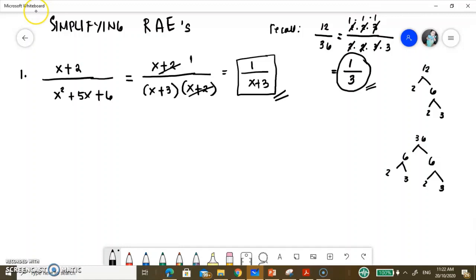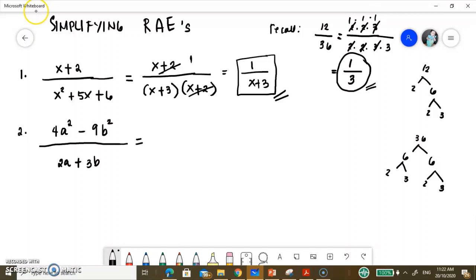Okay? So, another example here could be 4a squared minus 9b squared all over 2a plus 3b. So, pag meron tayong ganyan, check muna natin kung polynomial sa taas. So, yes, it's a polynomial. Denominator, is the denominator polynomial? It is. So, this is an RAE.